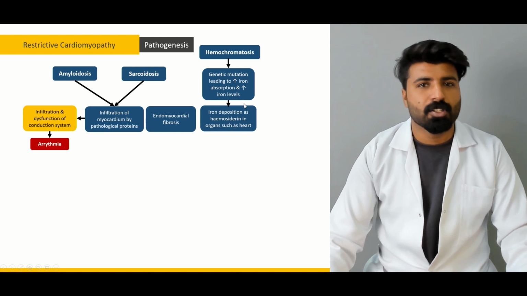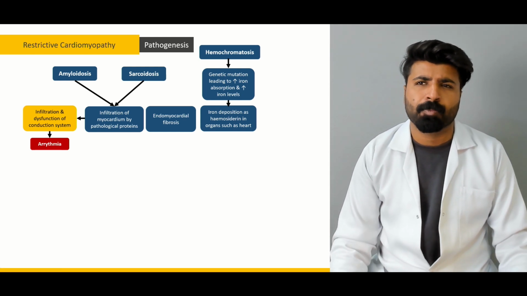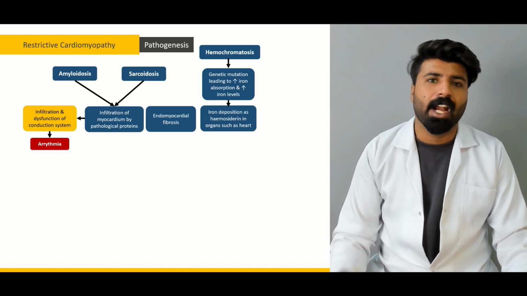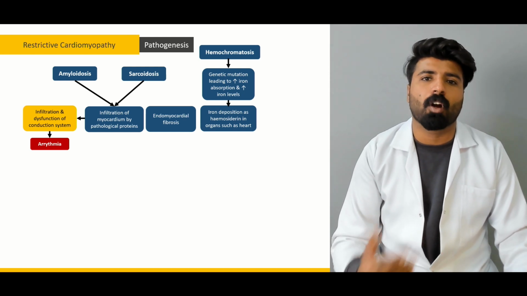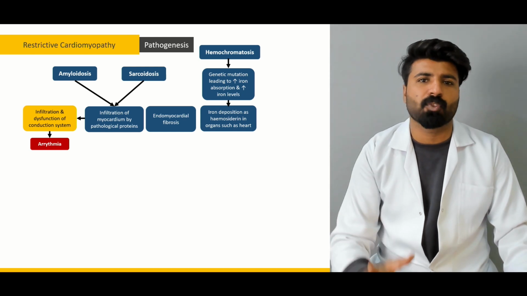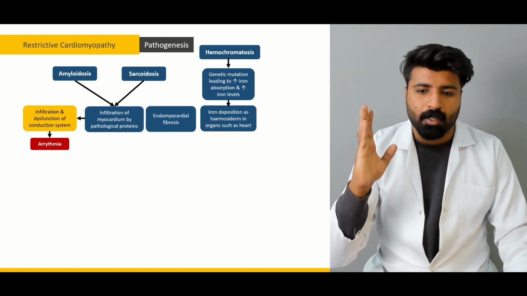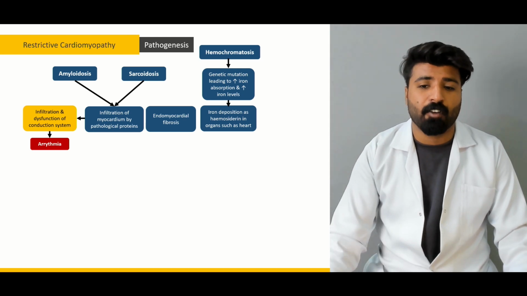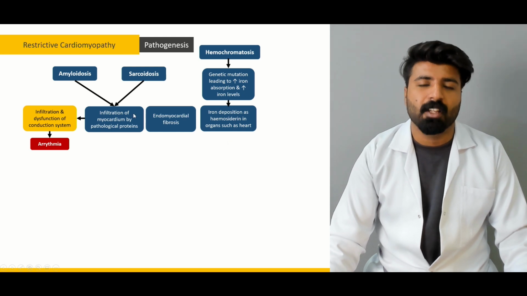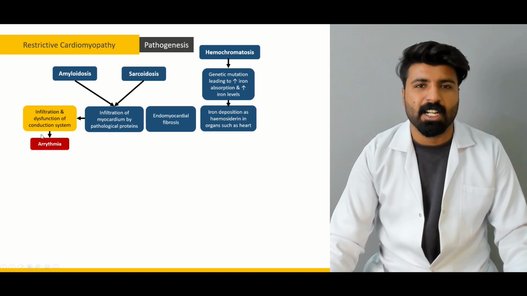So this iron, which is more and more inside the body, where will it get stored? Where will it get deposited? It will get deposited inside the organs. It's not that only the heart is going to be that organ, it's going to be any organ. But when it gets deposited inside the heart in the form of hemosiderin, this will lead to endomyocardial fibrosis. That in turn will lead to what? Infiltration. That in turn will lead to arrhythmia.